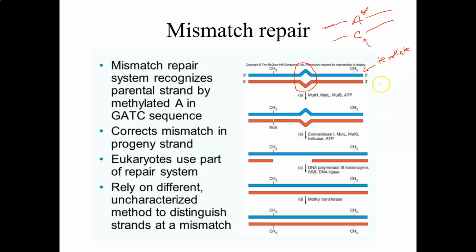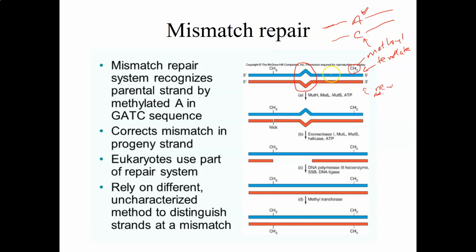And sometime after DNA replication, the DNA gets methylated. So this is a methyl, that's an H, methyl. And so when the cell looks back at the DNA, it can tell that the old DNA strand is methylated and the new strand hasn't been methylated yet. New strand. And so it can tell by looking at the methylation status which strand is old and which is new.